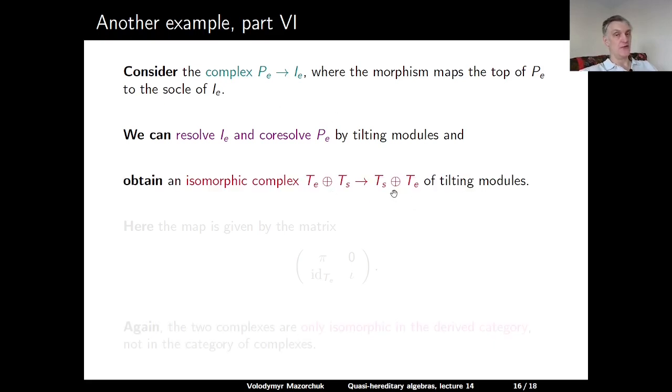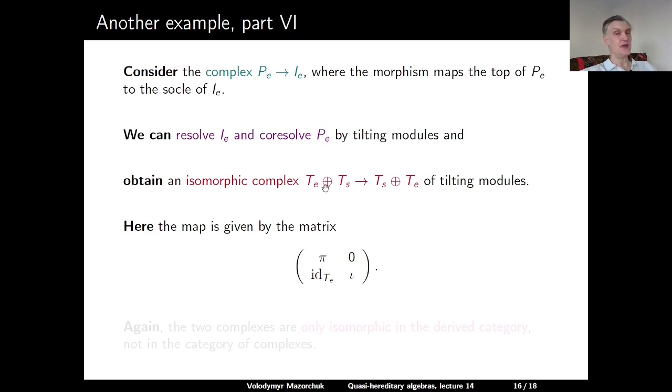This will be a complex now of length 2 because I is now in the right position and it has a resolution of length 2 by tilting modules. P is in the left position, it has a co-resolution of length 2. So we get a complex where the first component is Te plus Ts, the second component is Ts plus Te, and the map between them is given by the following matrix. So Te goes by pi into Ts and by the identity to Te. Ts goes by 0 to Ts and by iota to Te.